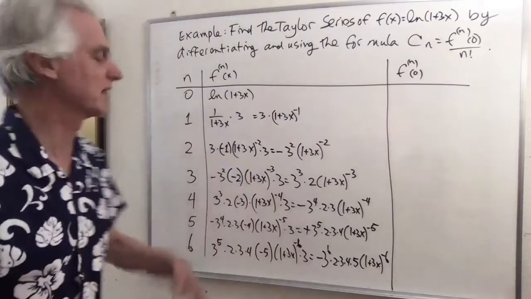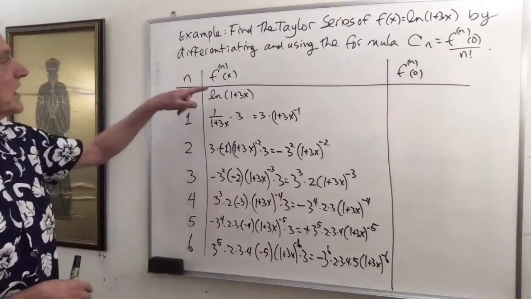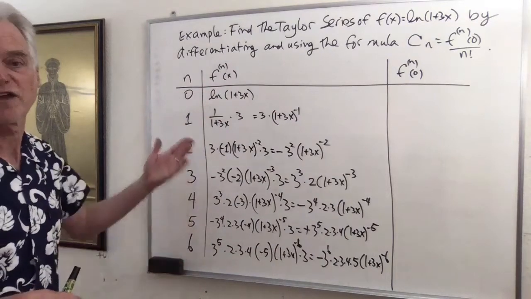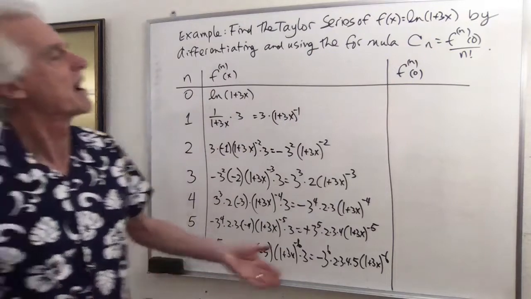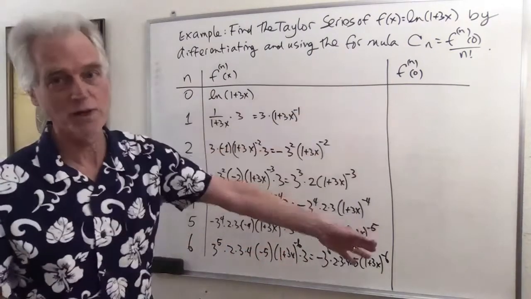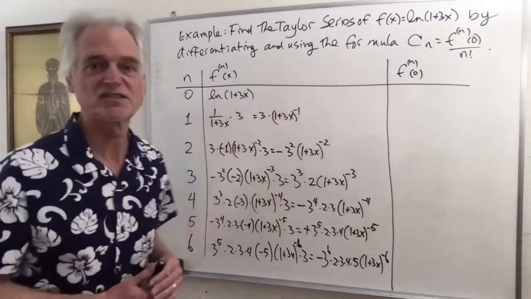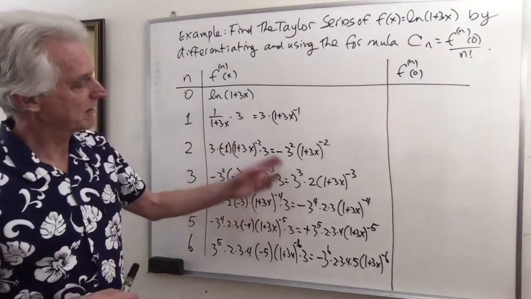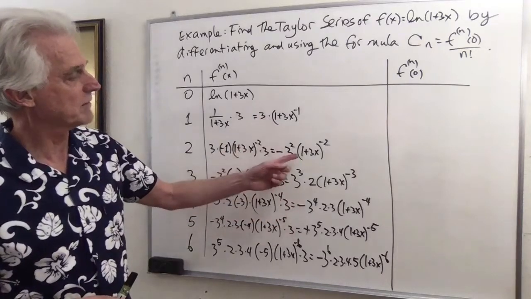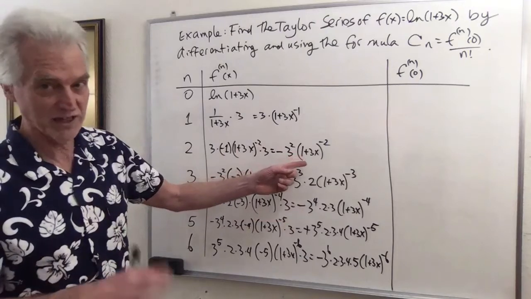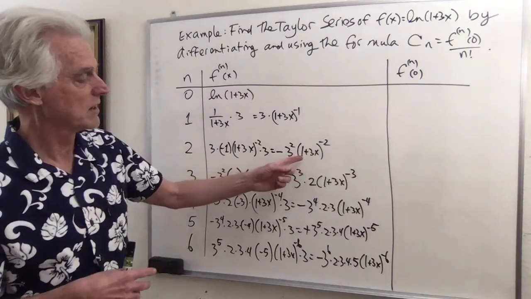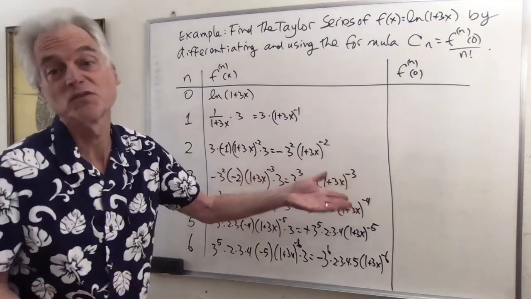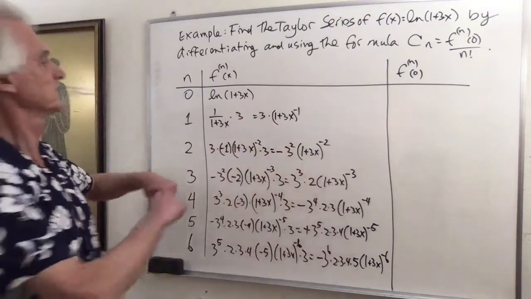So what I've done here is a lot of the work of differentiating this function, log of 1 plus 3x. I've found the derivative 6 times, and then I'm going to evaluate all of these at 0 and then find Cn. One of the nice things about these derivatives is that when I evaluate them at x equals 0, the 1 plus 3 times 0 to any negative power is 1, so I can just ignore that part.